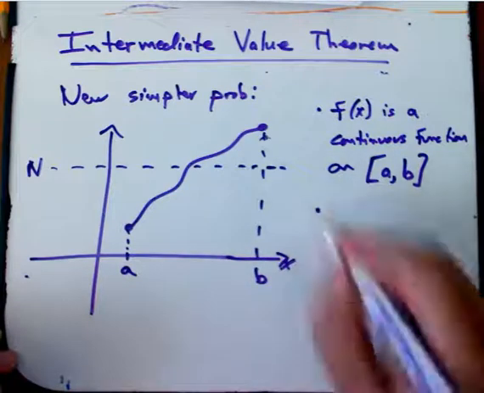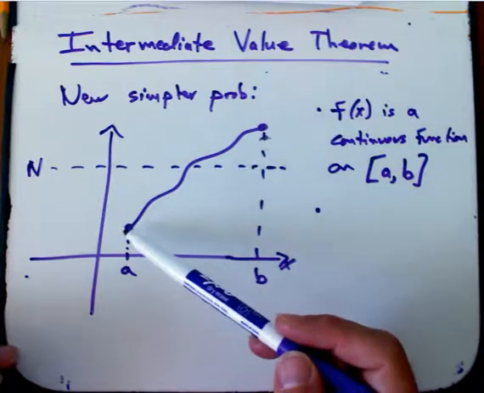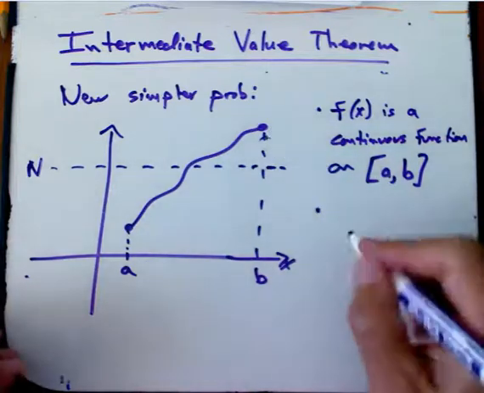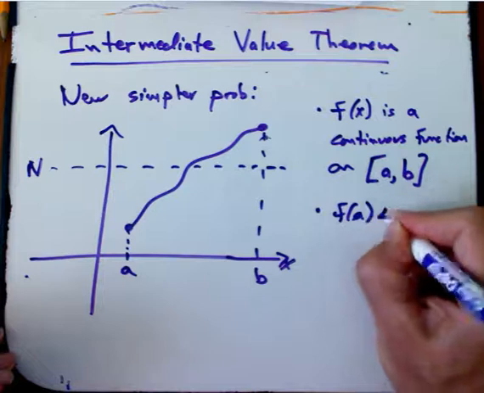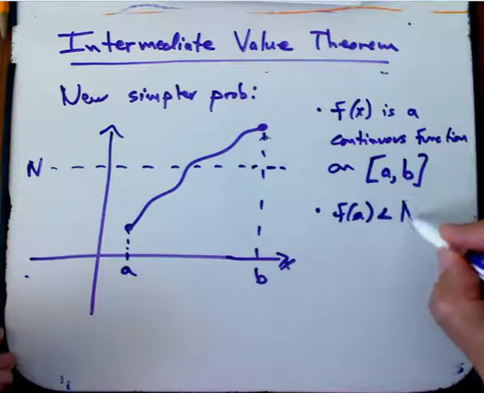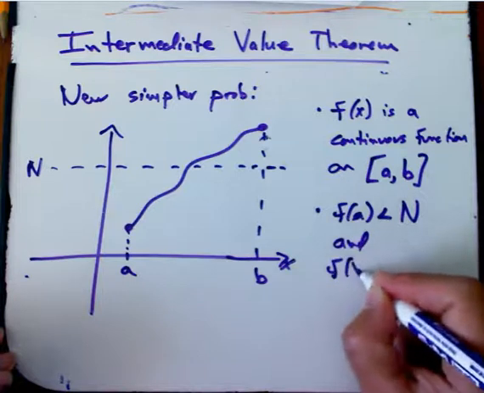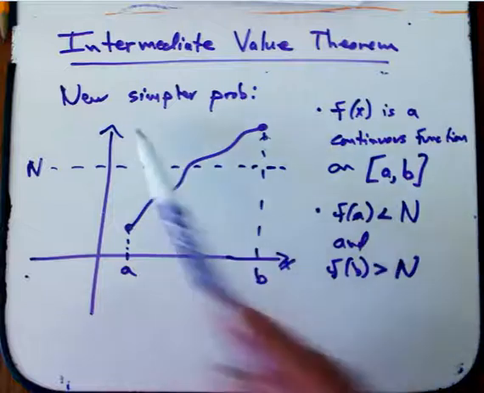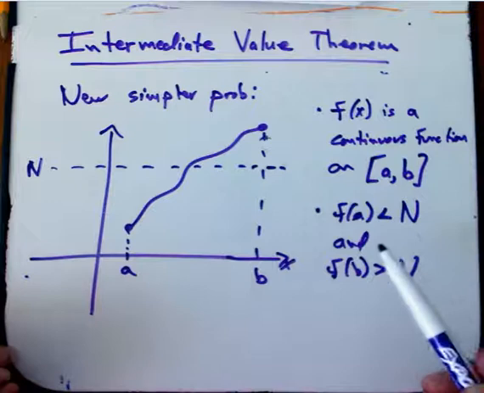So it's continuous all the way from the start to the end of where we care about it. And we notice that it starts out below a certain level y equals n and ends up above, or vice versa. So we have that f of a is less than n, and f of b is greater than n. And it would work the other way as well if it went from above to below. But let's just do this case. Okay. Then what can we conclude?